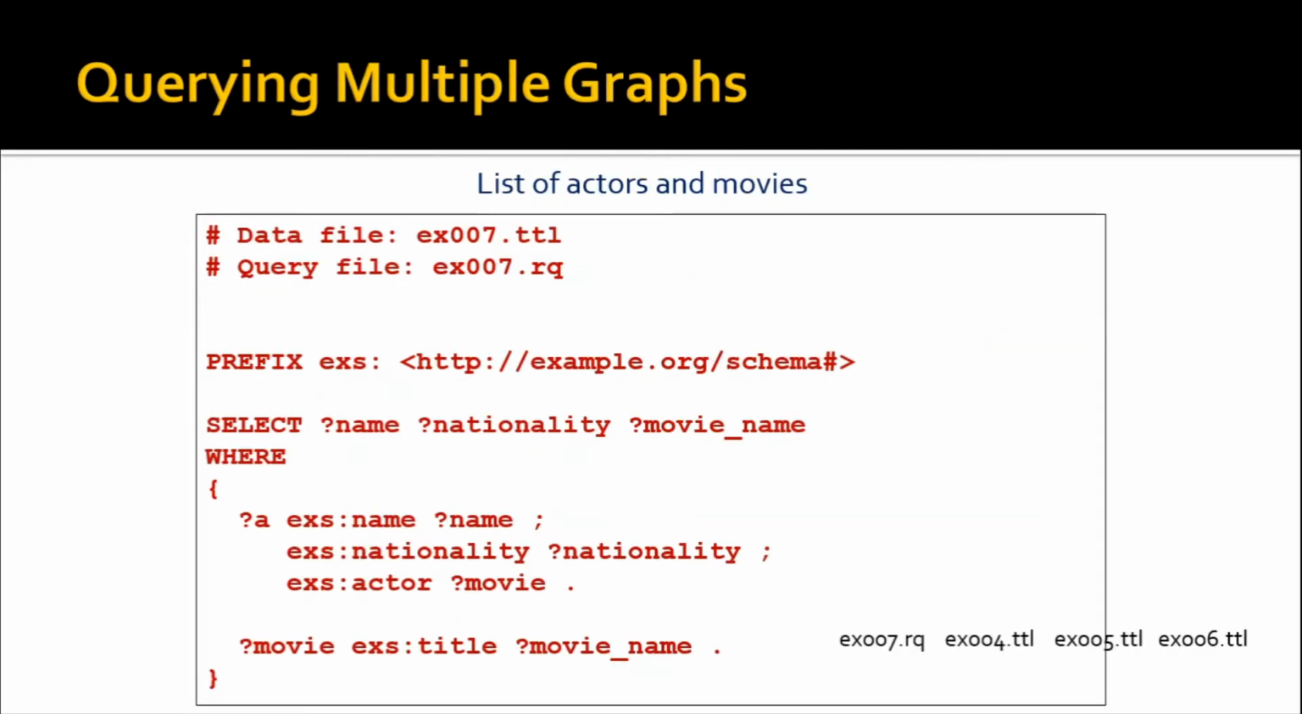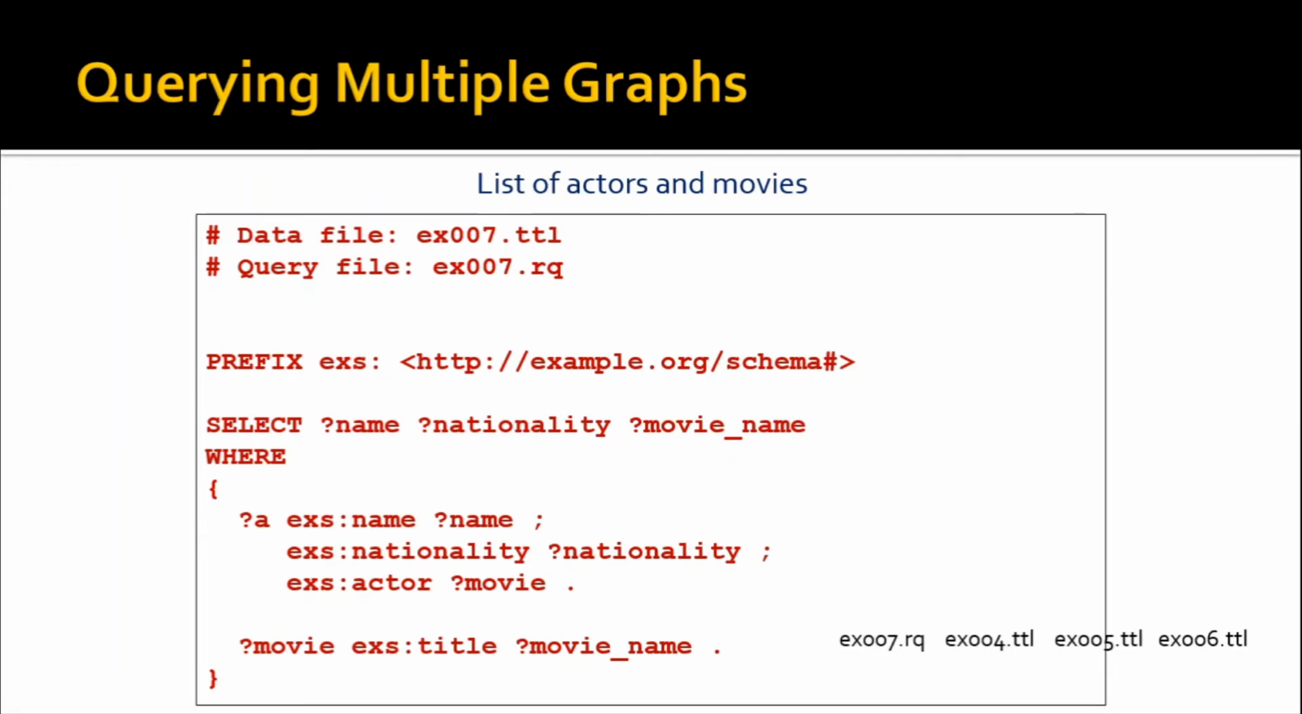Now, there might be a situation where we need to query multiple graphs, right? It may so happen that the dataset is distributed in different data sources, and you want to write a single query that will take input from different databases and try to find the answer to the question, right? So let us look at the small databases we have, like example004.ttl, example005.ttl, and example006.ttl. First, let us look at what we have there, right?